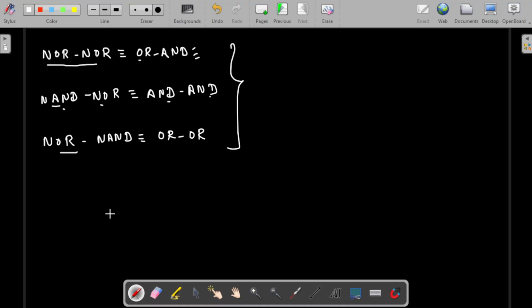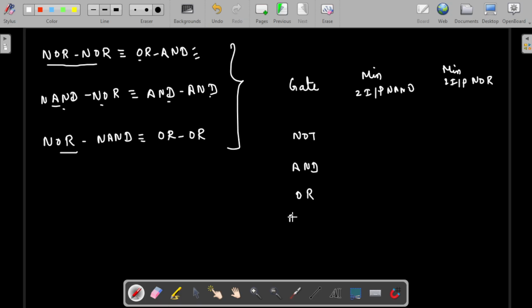Another table I'm trying to give here is the gate and minimum gate requirement. This is the gate and the minimum two input NAND and minimum two input NOR gates required. Here, please remember this logic: NOT, AND, OR, then XOR, XNOR. What I'm going to say is that in order to build these logics, how many minimum two input NAND gates and NOR gates are required to make this?